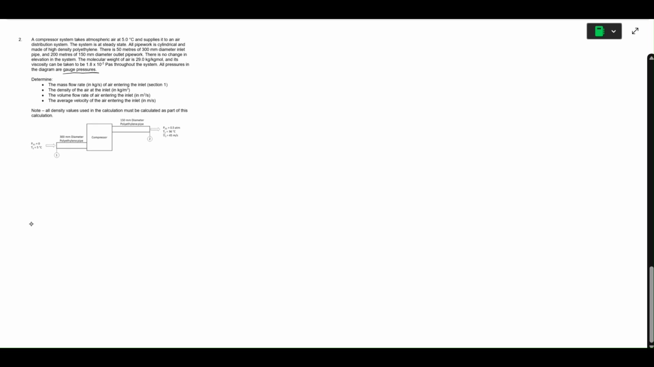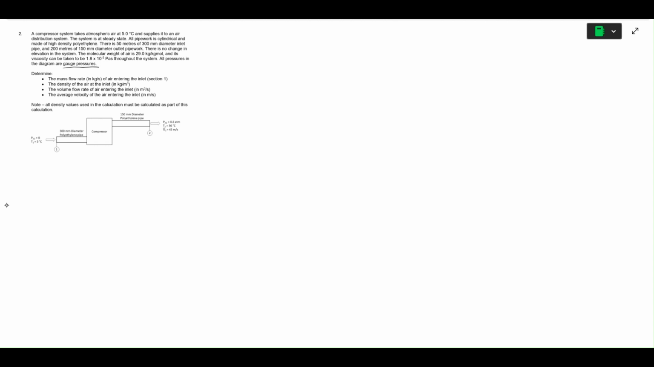Okay, so first thing we do is we can state all the information we have and all our data and conversions. We have a compressor system that takes atmospheric air at 5 degrees Celsius and supplies it to a distribution system. The entire system is at steady state, and all pipework is cylindrical and made of HDPE. There's 50 meters of 300 mm diameter inlet pipe, and 200 meters of 150 mm diameter outlet pipe. No change in elevation of the system.